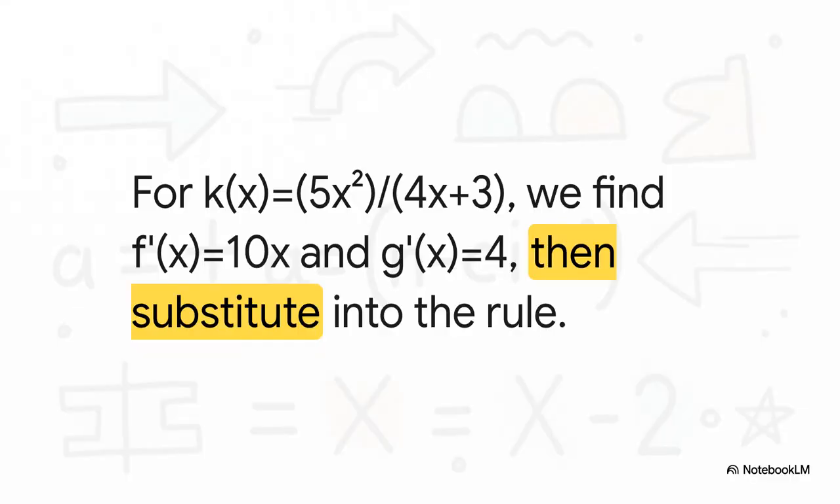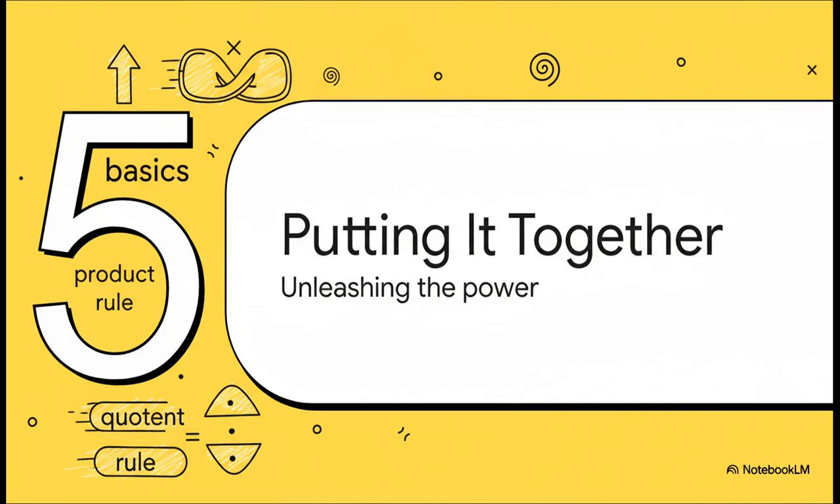Let's use that quotient rule here. We identify our high function, which is the numerator, and our low function, the denominator. We find their derivatives, and then we just plug everything into that low d high minus high d low formula. It's really just a plug-and-chug process once you know the rule. We've done it. We've assembled our complete toolkit of differentiation rules.